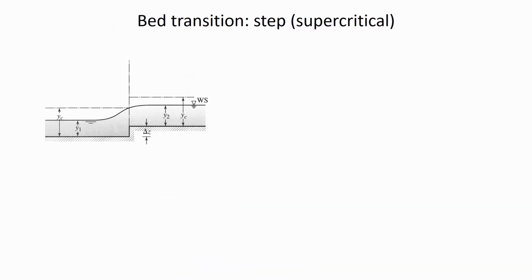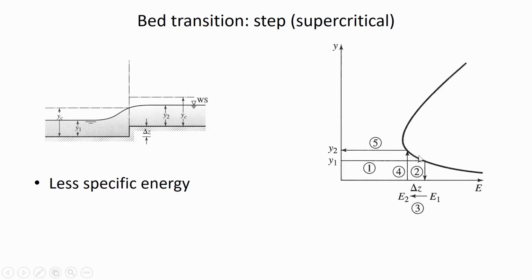What if conditions were supercritical before the step up? So look here, we have the critical depth calculated, and here's the observed depth. In this illustration, the observed depth is less than the critical depth, and so that means we've got supercritical flow conditions.